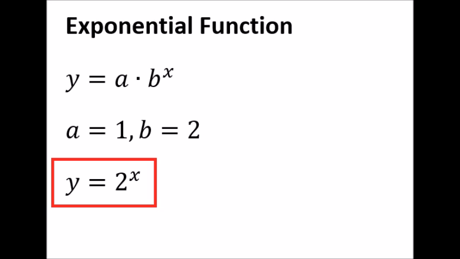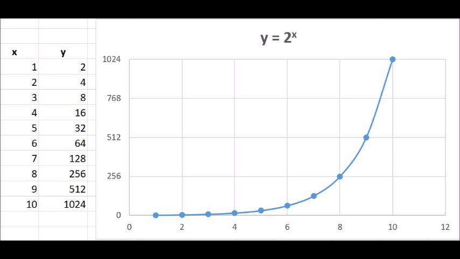Let us begin with the function y equals 2 to the x. A equals 1 and b equals 2. Pulling this from the last lesson, we can produce the data table on the left and plot the points as so. Notice the scale on the y-axis ends at 1024, seen in orange, and the x values range from 1 to 10, seen in green.